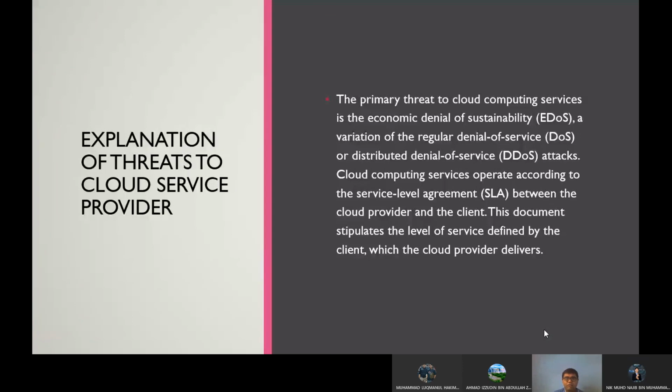The cloud computing service will operate according to the service level agreement, which we call SLA, between the cloud provider and the client. This document stipulates the level of service defined by the client, which the cloud provider will deliver. When a DDoS occurs, the cloud provider is responsible for responding to it in a timely manner and allocating as many financial resources as needed to neutralize the attack. Thus, the DDoS attack will turn into an EDoS attack with direct negative economic impact, which means a serious reputational loss for the cloud provider.